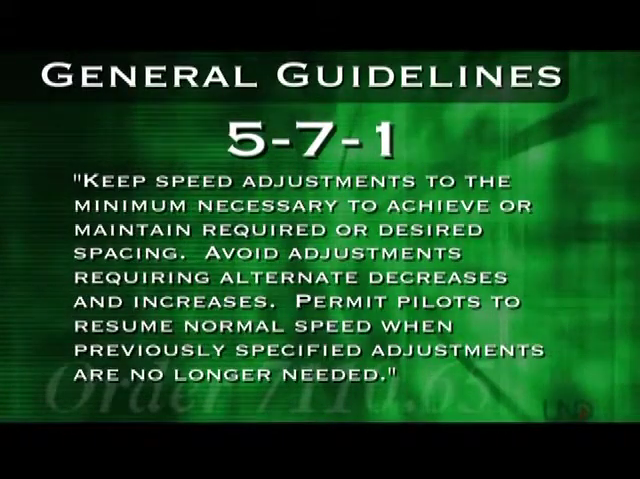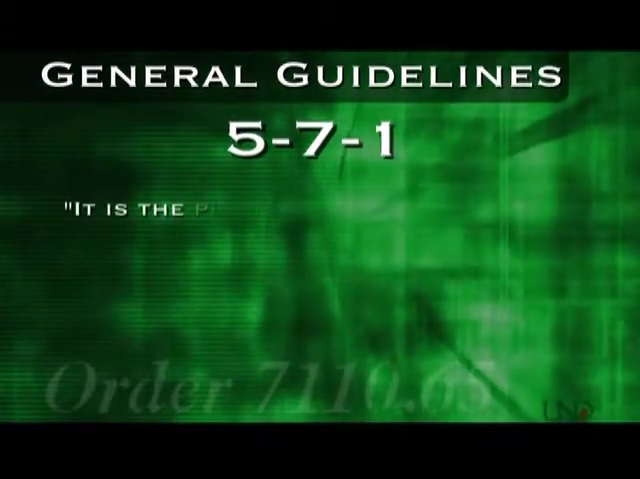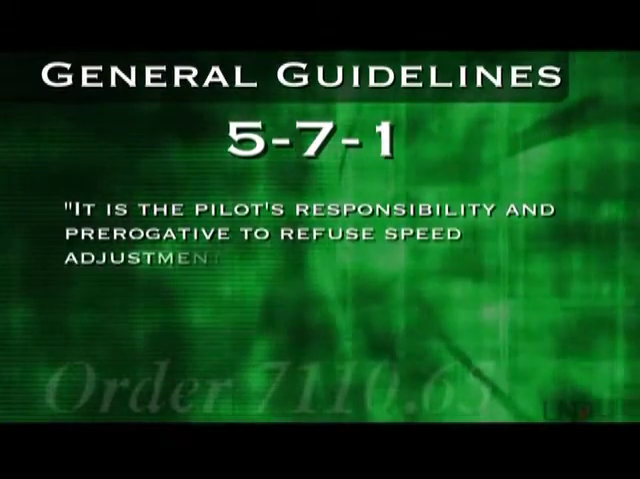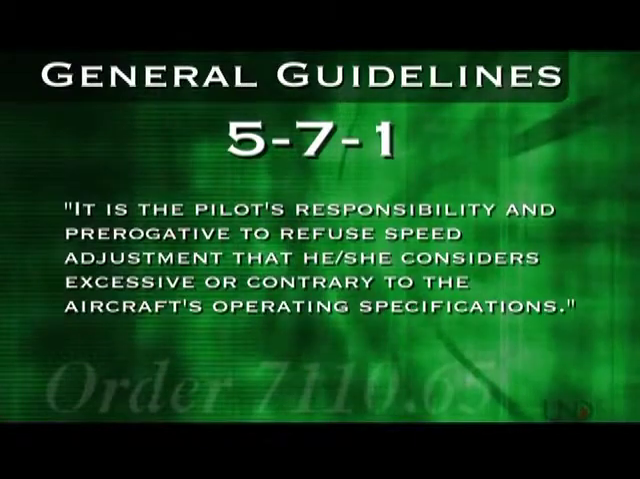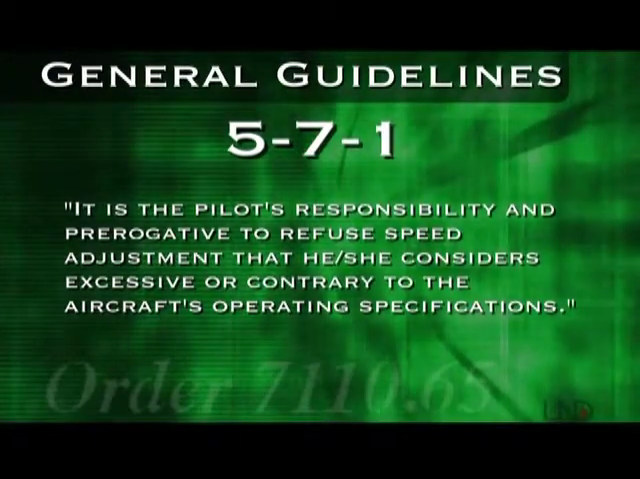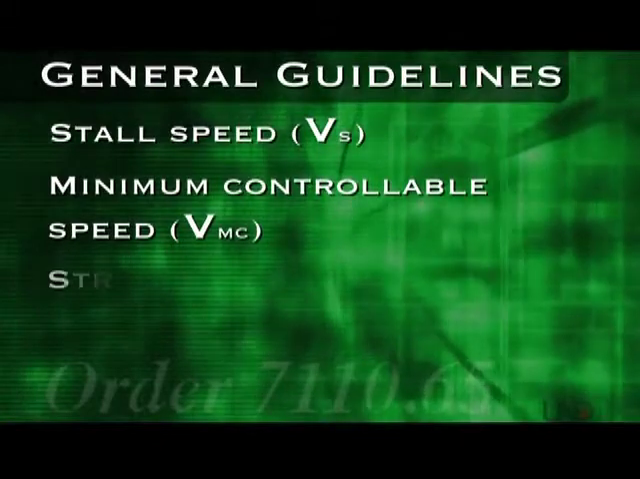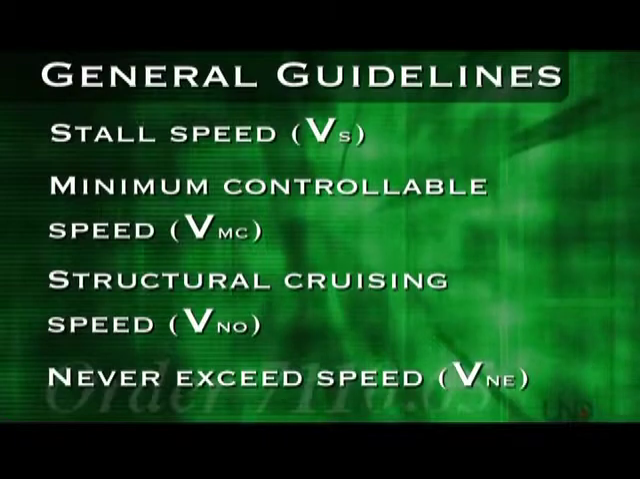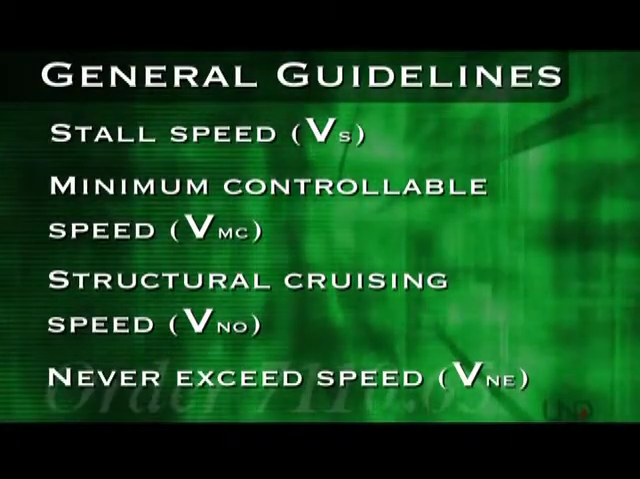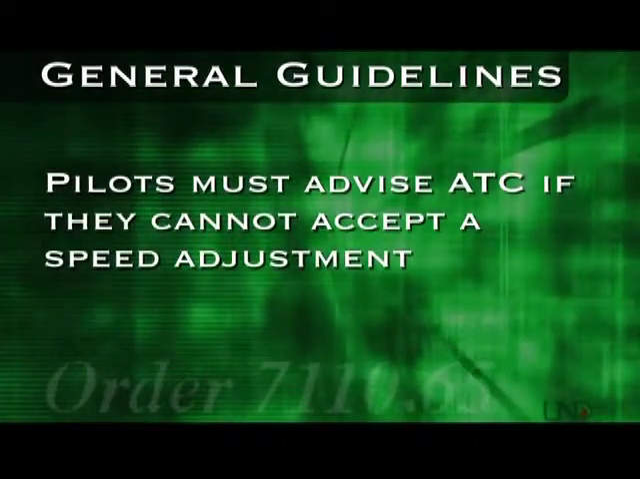All that is pretty self-explanatory, but the note which follows is pretty important to understand. It is the pilot's responsibility and prerogative to refuse speed adjustments that he or she considers excessive or contrary to the aircraft's operating specifications. In other words, the pilot can refuse to abide by a speed adjustment that will result in the aircraft slowing beyond its stall speed or minimum controllable airspeed, or that will take it beyond its structural cruising speed or never exceed speed. Each of these speeds can vary depending on aircraft weight and atmospheric conditions, which is why it's up to the pilot to make this determination. Pilots must advise ATC if they cannot accept a speed adjustment.